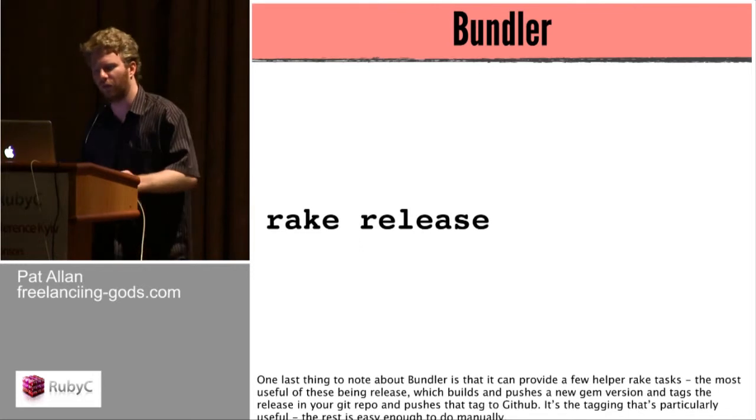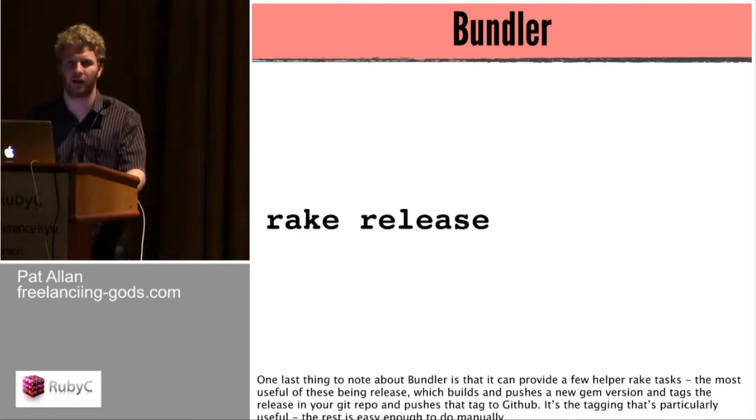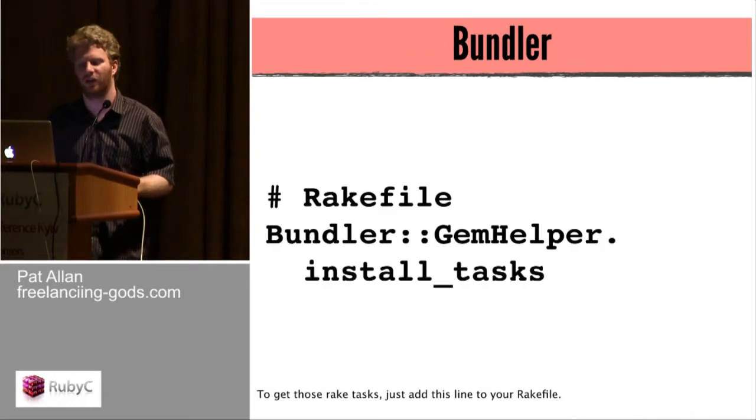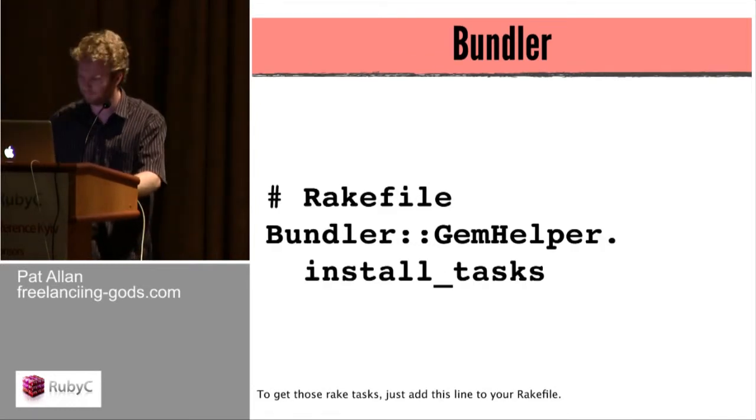Bundler can also give you the rake release command, and it does things that you can probably do yourself, like the gem build and the gem push commands, but it also tags that latest commit in your repo with the version number and pushes that tag to GitHub, which is, I think, pretty useful, and it's the one task I use. And you can get that just by putting this line in your rake file.